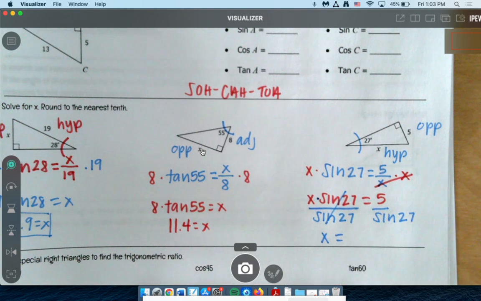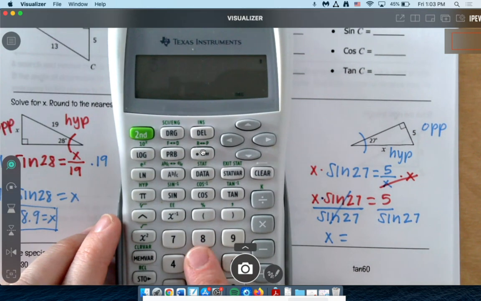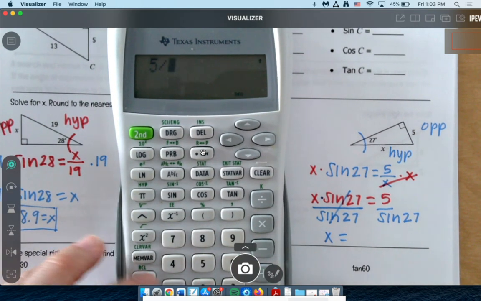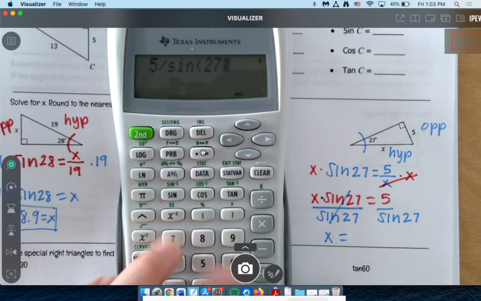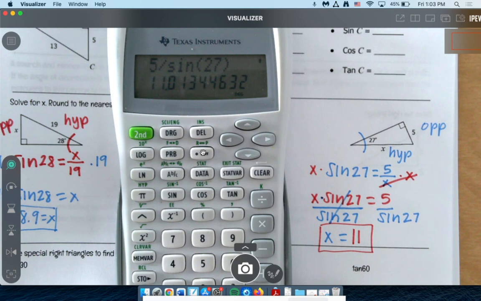And now in your calculator, we've got to type it in. 5 divided by the sine of 27. 11.01 is just 11. Does that work, folks? Just 11. There we go. Perfect. Good job.